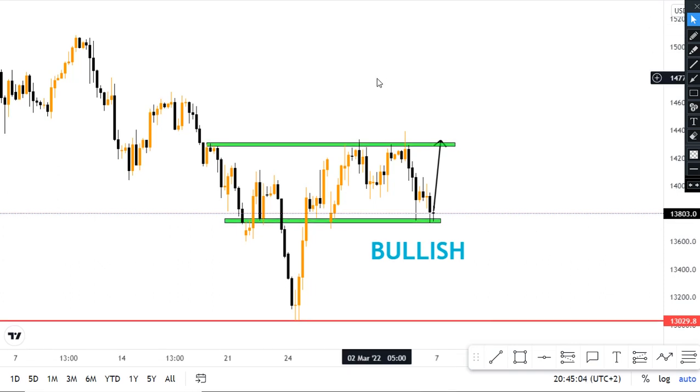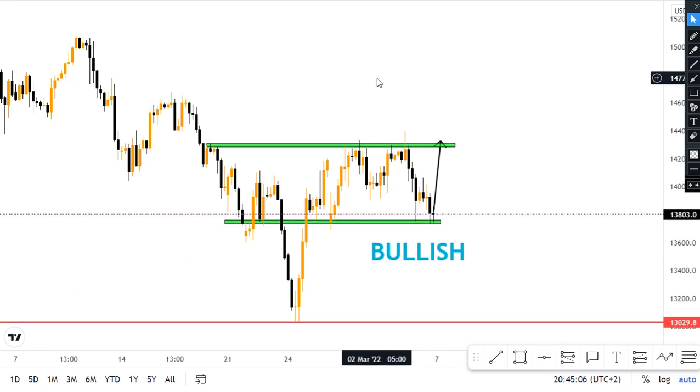So I'm bullish on US100. By the way, this is US100. I am bullish on it. This is a 1 hour time frame, I believe. Yes, it is the 1 hour time frame.